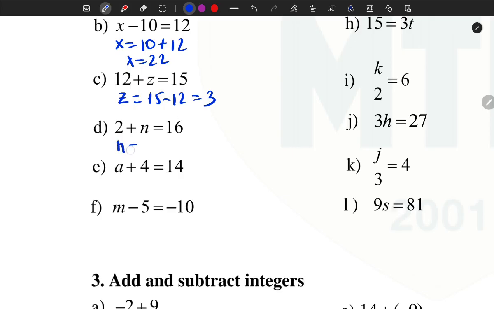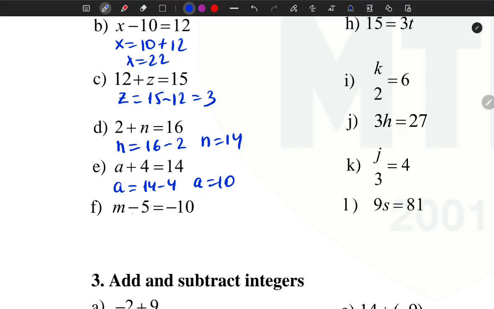For finding n, we need to subtract 2 from 16. 16 minus 2 gives us 14. And here a plus 4 gives us 14. We know the inverse operation of addition is subtraction. That's why we need to subtract. And a equal to 14 minus 4, it gives us 10.